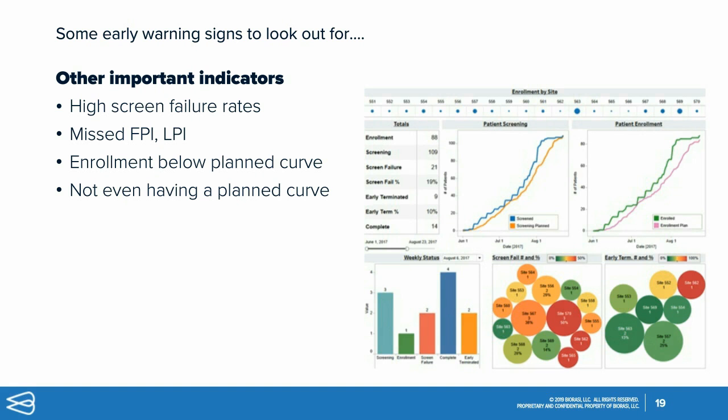And if your actual line is ever below the planned line, then the team needs to have some sort of plan or strategy around how to get back on track. And as soon as that line drops below the planned line, that's your first indicator, and that's when that red flag should hit your desk.